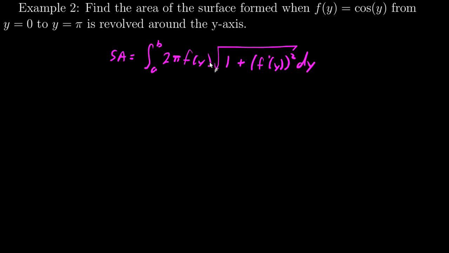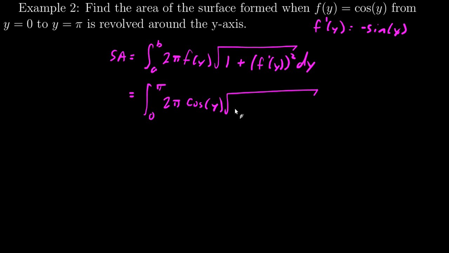They'll just put the regular function in and just get a wrong answer, so be careful with that. We know that f prime of y is going to be equal to negative sine of y, because the derivative of cosine is negative sine. And so the surface area is going to be the integral from 0 to pi of 2 pi times cosine of y times the square root of 1.